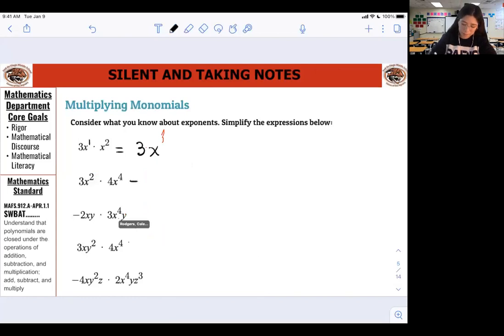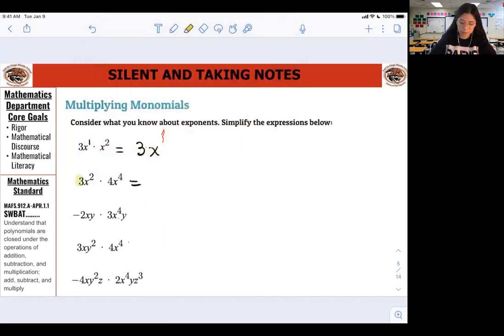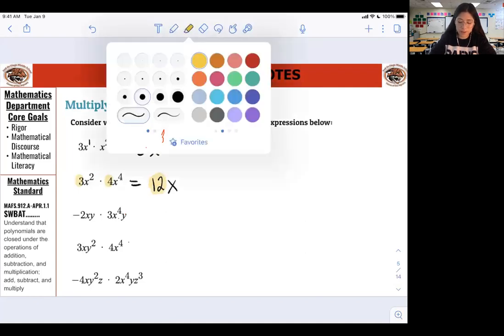Good. Okay, so now let's take a look at the second one, because now I have a 3 and I have a 4. Well, since I'm multiplying, I got to multiply. 3 times 4 is 12. So I multiply the coefficients, but what happens with the exponents?